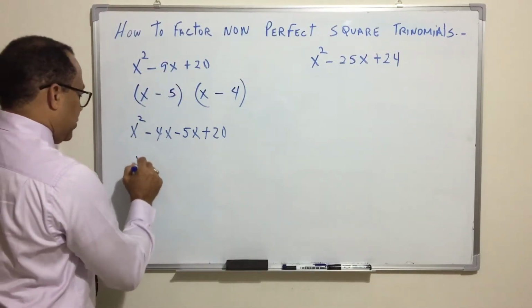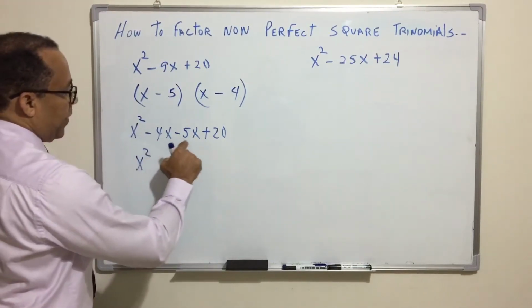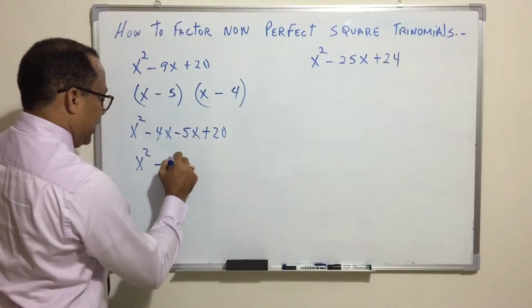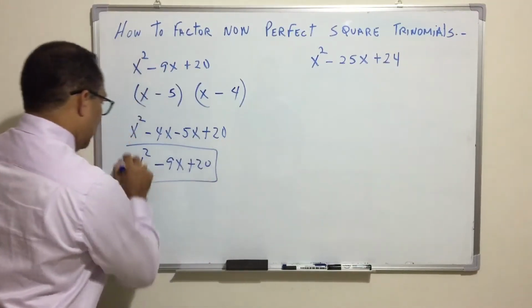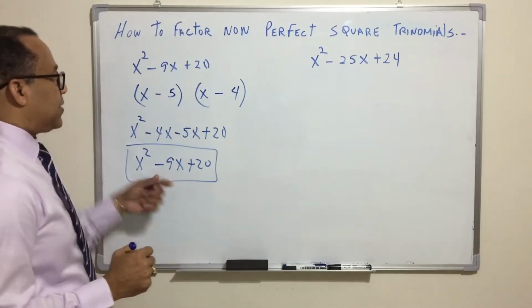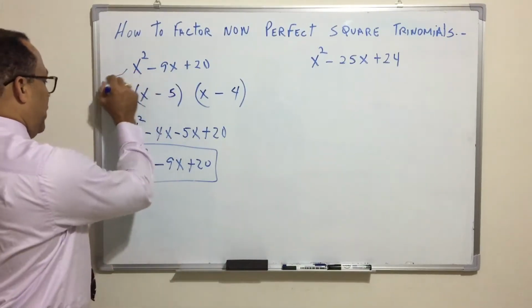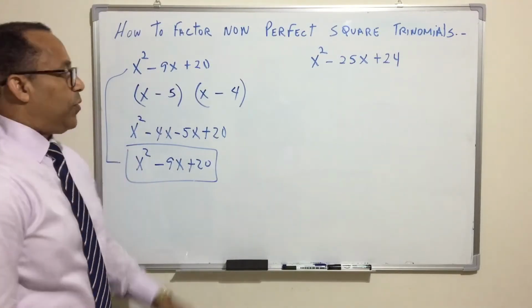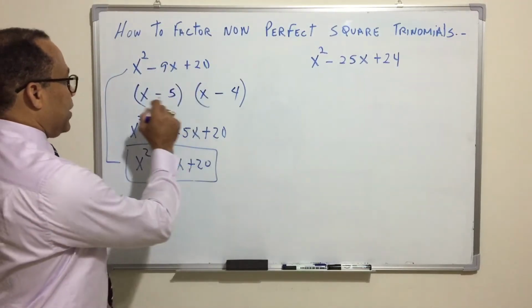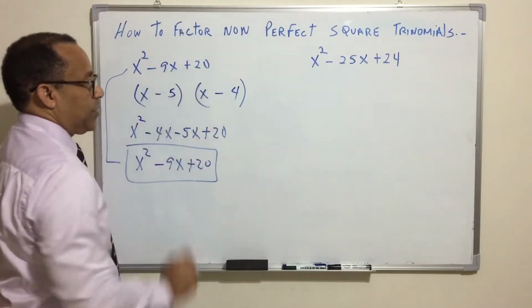Any like terms? Here they are. I'll bring down the x to the second. Negative 4x minus 5x equals negative 9x. And bring down the positive 20. Does this look familiar to you? Yes. Look, it's the same non-perfect trinomial. So when factoring this trinomial, the result is x minus 5 times x minus 4.